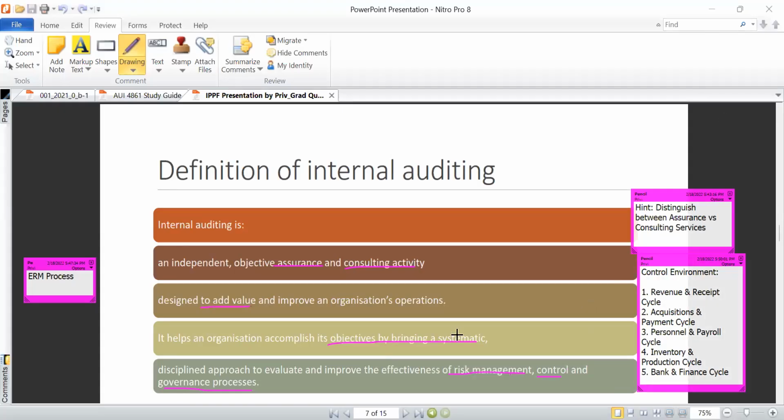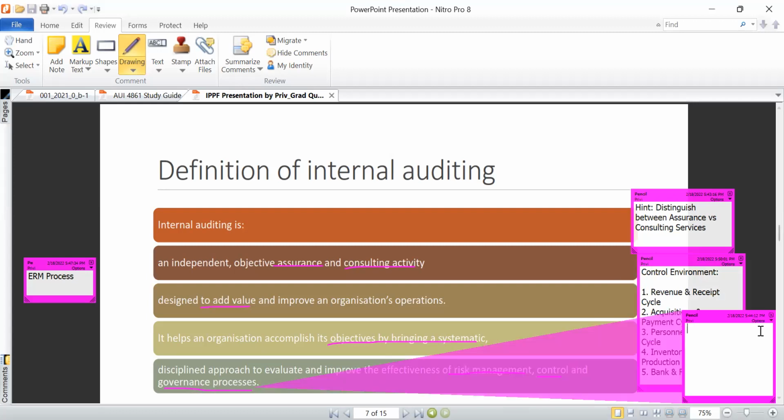So I think I've explained just a bit concerning control and then governance process now.